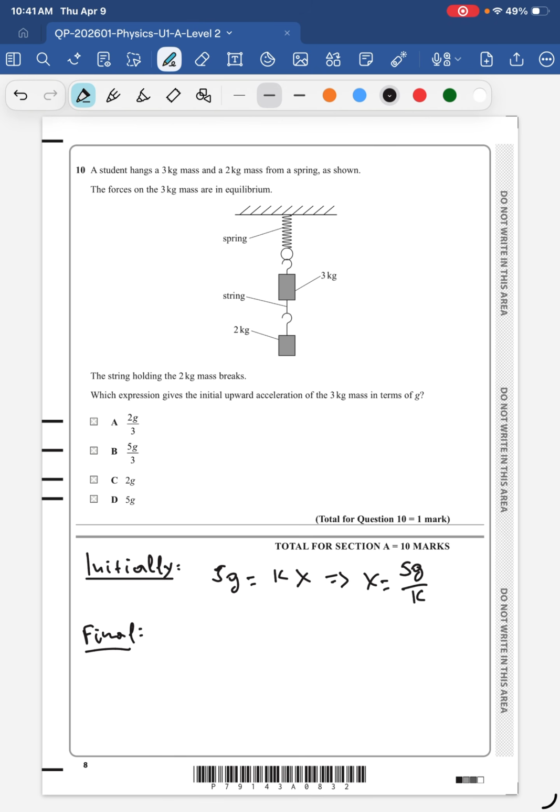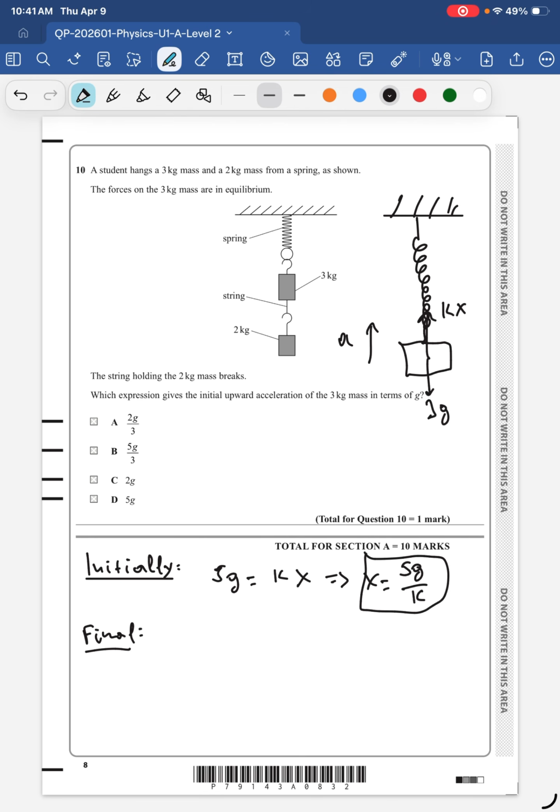So what I'm trying to say is that imagine, let me draw it over here. It's going to be easier. So the scenario is like this. That's the 3 kilogram mass. There will be a force of 3g, 3 kilograms times g, which is the weight, and the force kx pulling it upwards. And which x? This x, the one we just calculated. And it's going to move upwards, so the acceleration is going to be up.